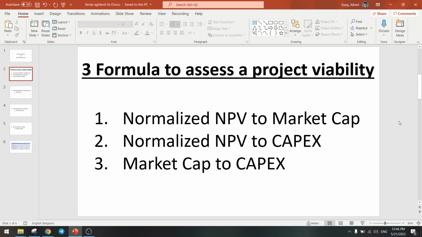The first one is the normalized NPV to market cap. The second one is the normalized NPV to CAPEX. And the third formula is the market cap to CAPEX. You want to have these three ratios above 1. If it's above 1, then it's a very good project.